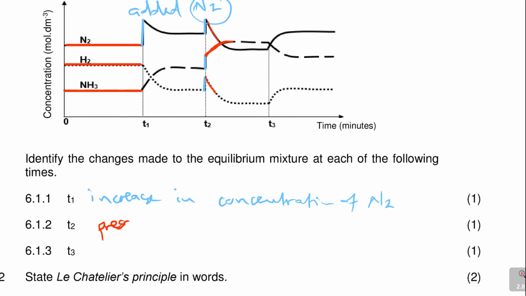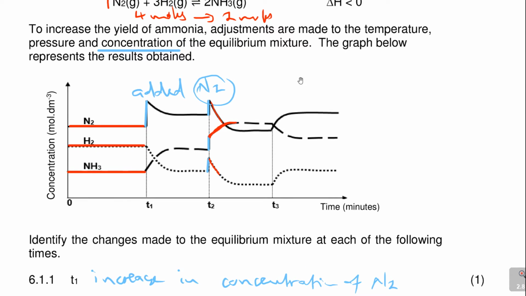Why? Because both the products were affected at the same time. All right, so they managed to change the pressure here. That's the only reasonable part that was adjusted in terms of temperature, concentration, and pressure. You can't change the concentration on all three at the same time, including the product. I mean, the product ammonia. You see, it also went up.